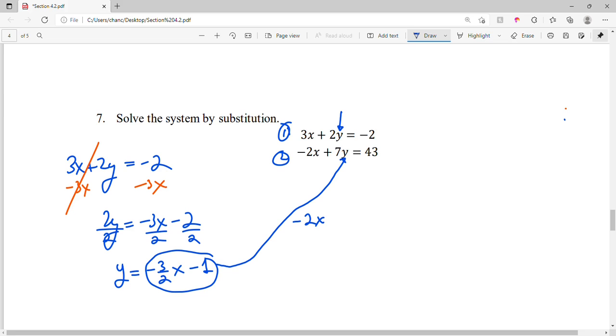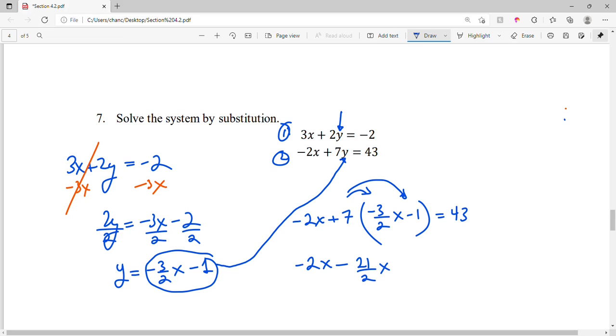Negative 2x plus 7 times negative 3 over 2 x minus 1 is equal to 43. Let's distribute that 7. This is looking ugly, but it's okay. We can still do this. Negative 2x minus, we have 7 times negative 3 over 2, that's negative 21 over 2 x. And 7 times negative 1, that's negative 7, equals 43.